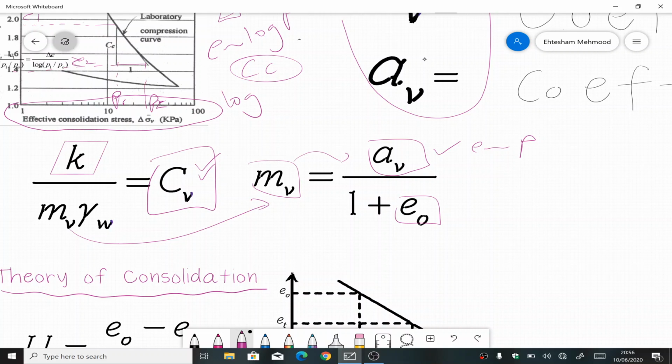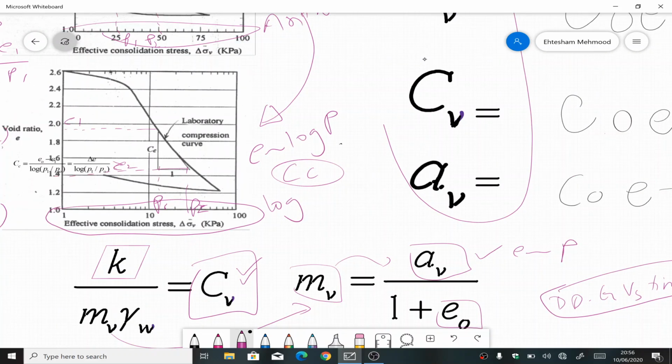Now how to find CV? To find CV, we have to use the deformation dial gauge reading versus time chart. The charts that we saw above were the e-P curve or the e-log P curve, but this deformation dial gauge versus time chart we have not discussed yet.